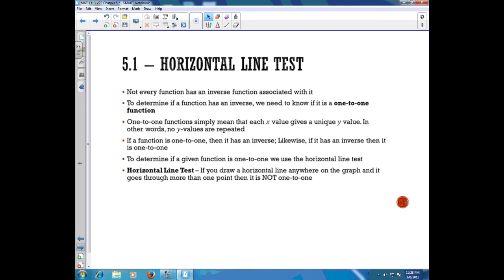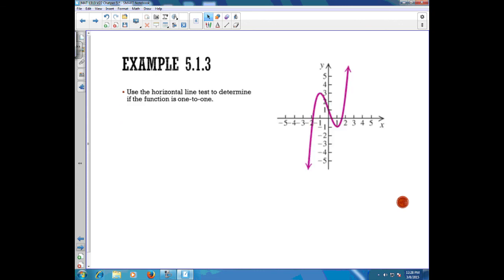So to determine if a given function is one-to-one, we use what's called the horizontal line test. The horizontal line test, a lot like the vertical line test, just says that if you draw a horizontal line anywhere on the graph, and it goes through more than one point, then it's not one-to-one. If we draw a horizontal line and it goes through more than one point, then that means that y value is repeating, and we can't have any repeated y values. And so let's try this.